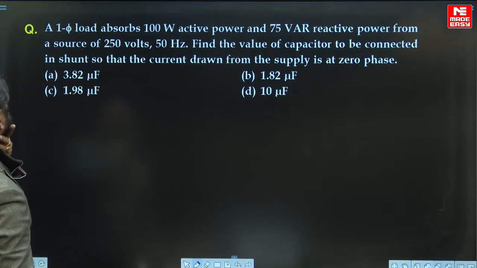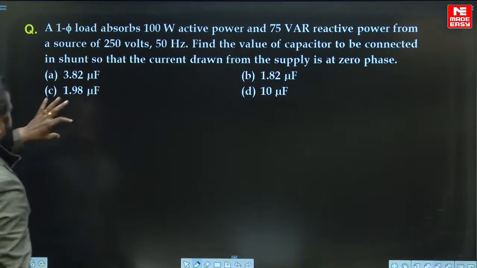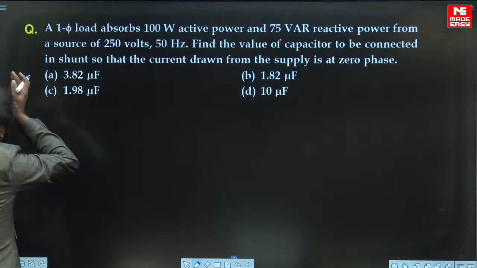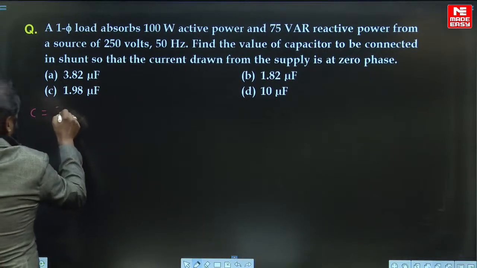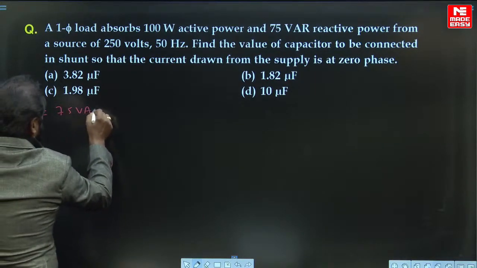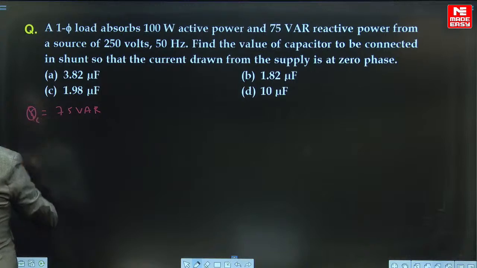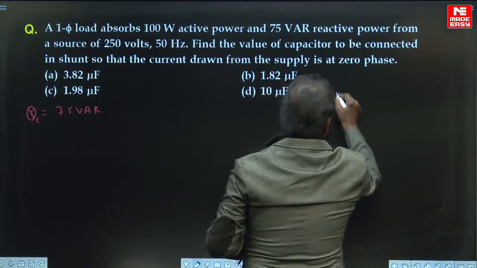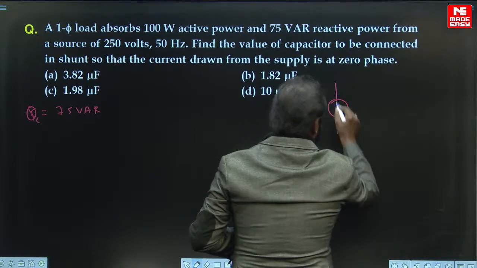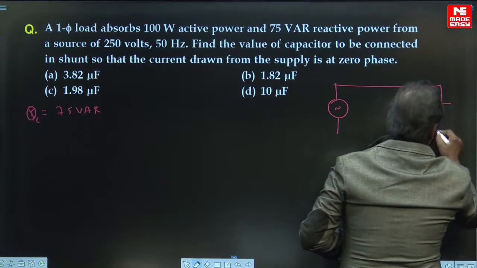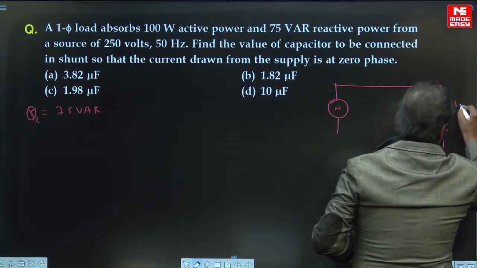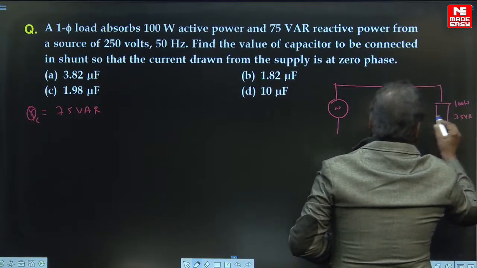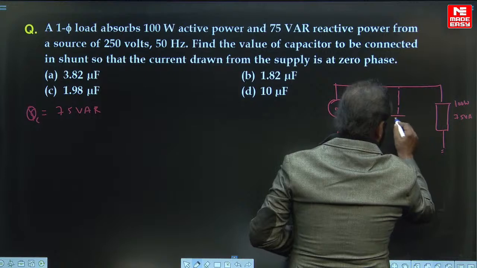Therefore the capacitor has to compensate the total reactive power. Then QC is equal to 75 VAR. Here, this is the source and this is the load. The load is absorbing 100 watts of active power and 75 VAR of reactive power. Then he is asking what is the value of the capacitance to be kept here.